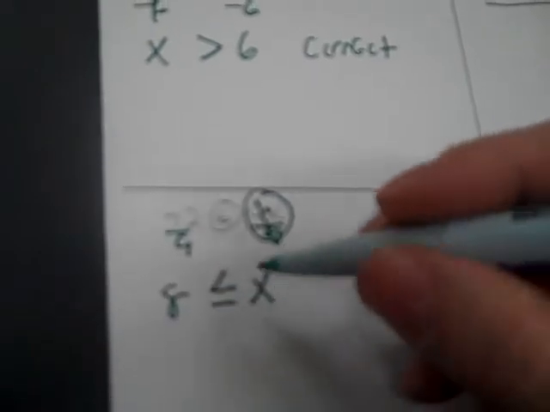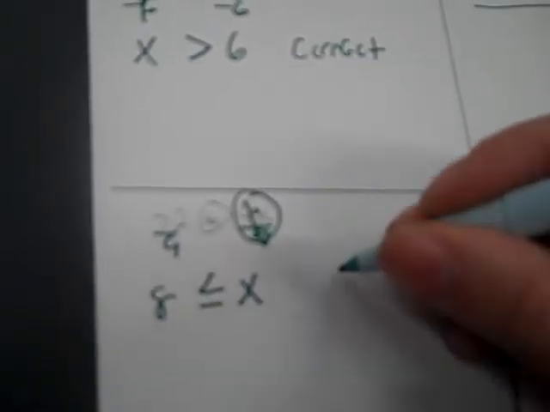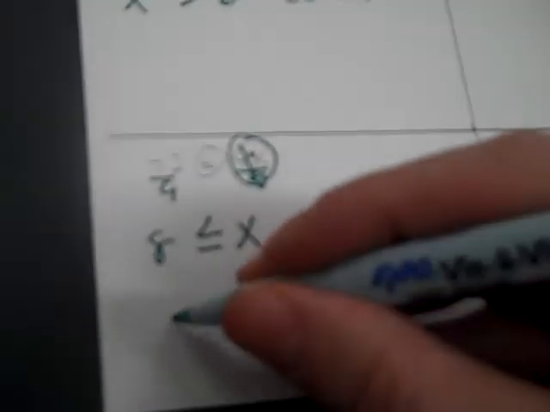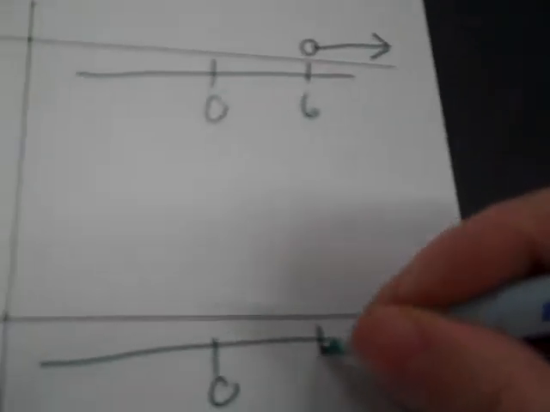Okay, I think that's incorrect. The letter's supposed to be before the number, so that is incorrect. So we need to reorder the sentence. x and 8. Okay, there we go. So 8, circle, bars there, so we're going to fill it in. And the nose points that way, so it's greater than.